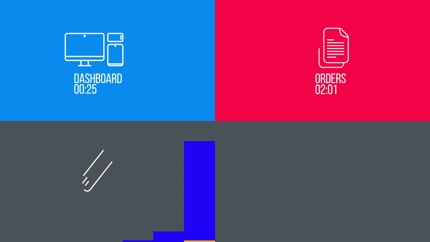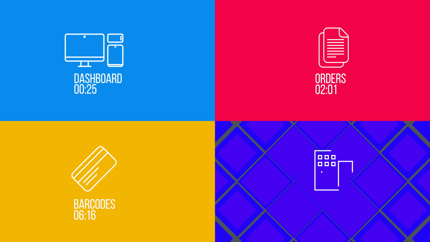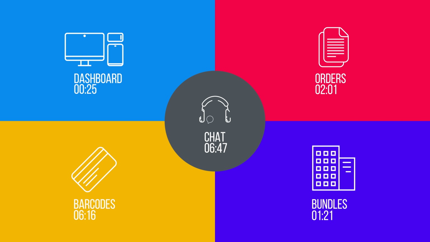We're going to do a quick run through of the platform. What I'm going to do is give you an opportunity to see the different chapters within the video so you can jump ahead to anything that you want to see specifically. The areas we're going to cover are the space section, the order section, the barcoding, the bundles, and the chat functionality. So if you want to skip ahead to any of those pieces, go check them out.